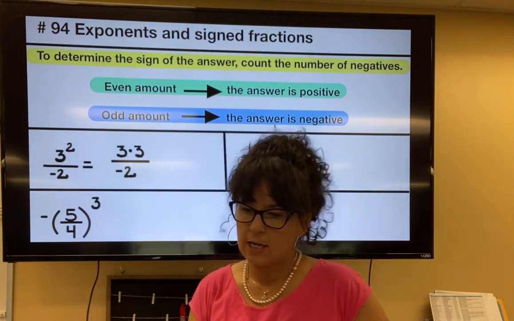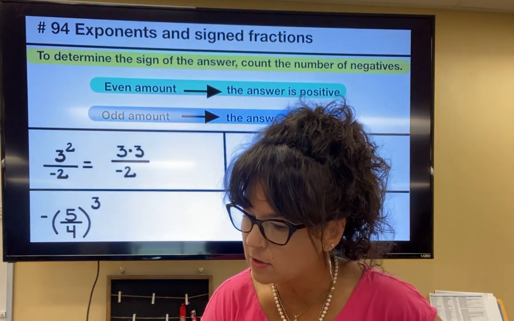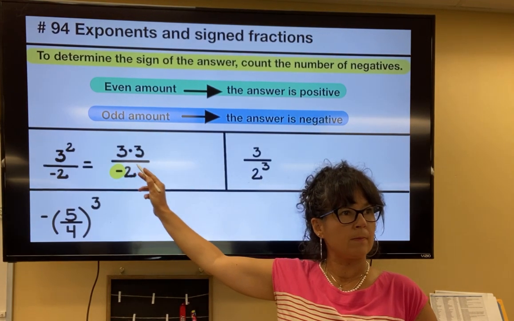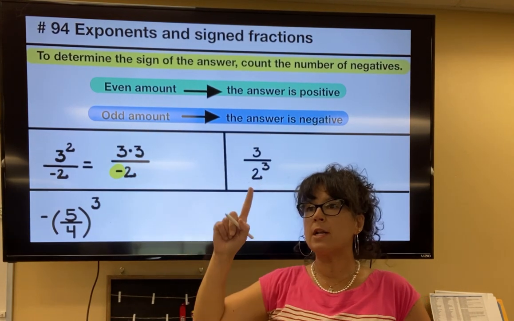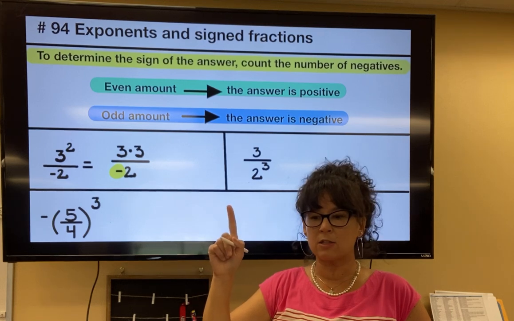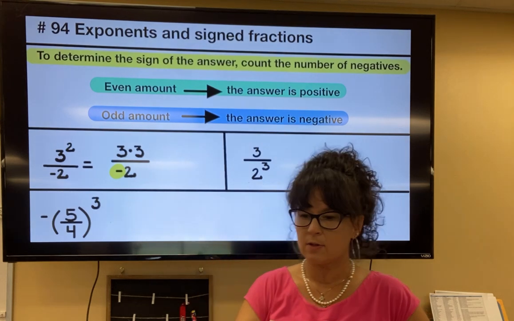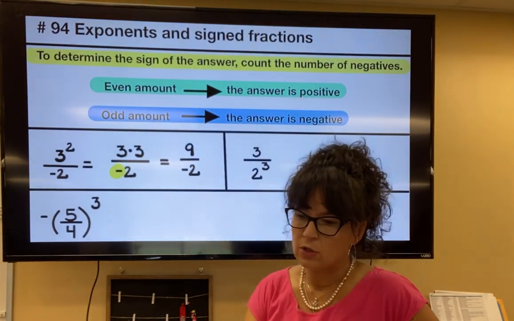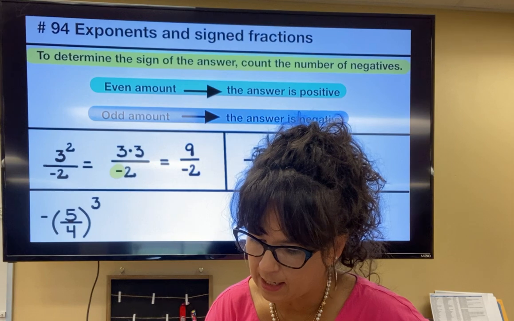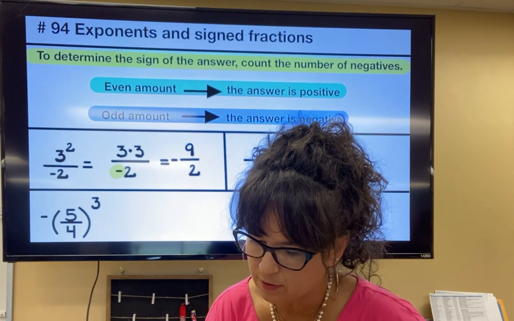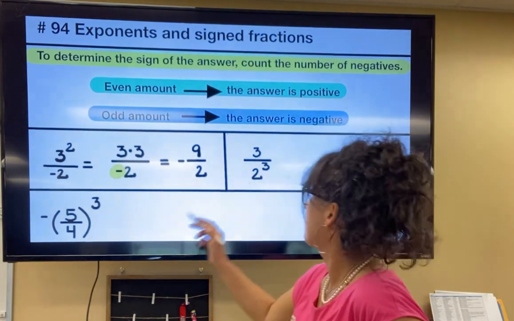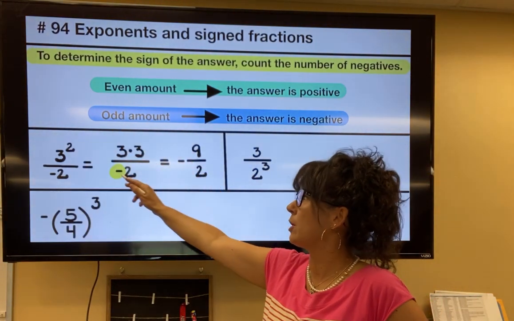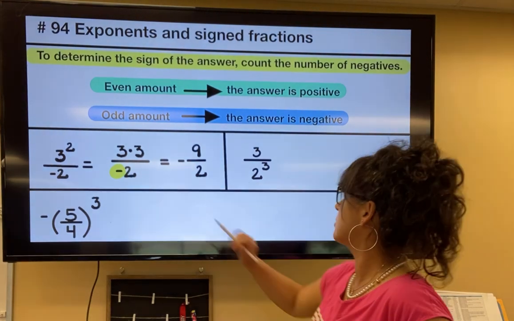But if you look right here and count how many negatives are there, there's only 1 negative sitting here. So I know that since 1 is an odd number, my final answer is going to be negative. So I'm going to have 9 over -2, or you could put this negative off to the side. Either way is fine, but 3 times 3 is 9. We have 2. There's only 1 negative, an odd amount, so the answer is negative.